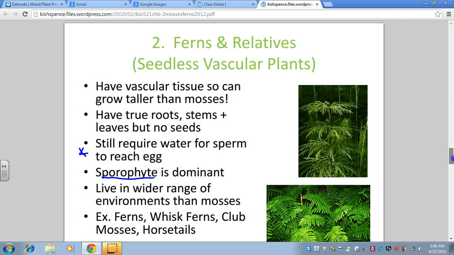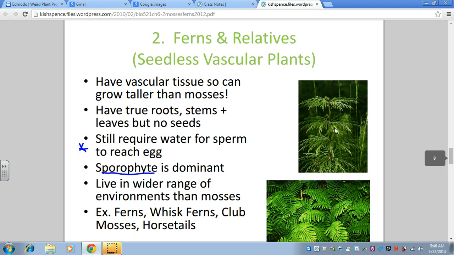Alright, the second group is the seedless vascular plants. So they have vascular tissue, but they don't produce seeds. And these include the ferns and their relatives. Because they have vascular tissue, they can grow taller than the mosses. And we can have some really tall ferns. They do have true roots, stems, and leaves, but they don't produce seeds.